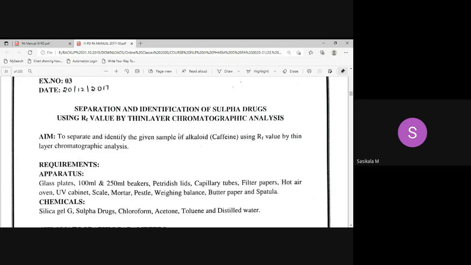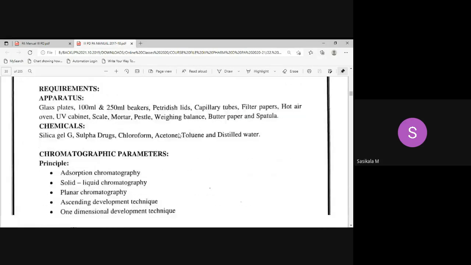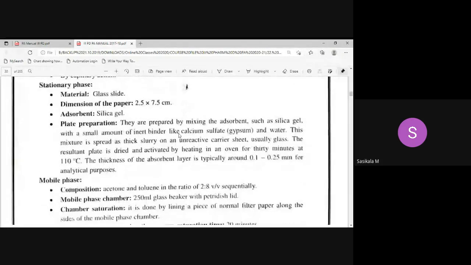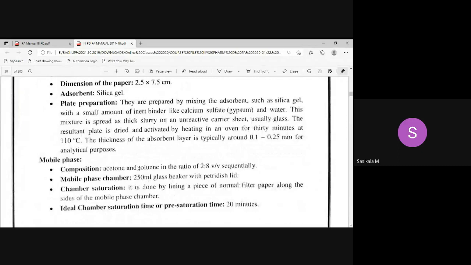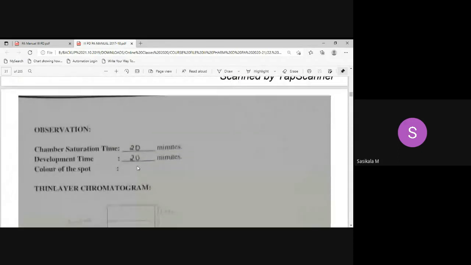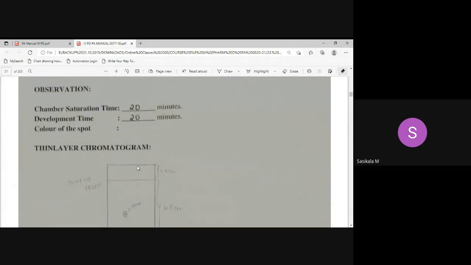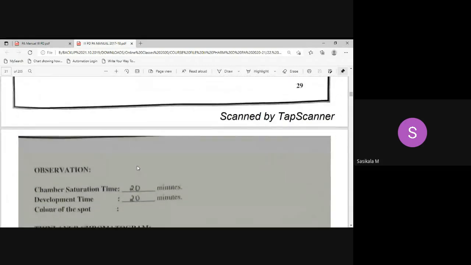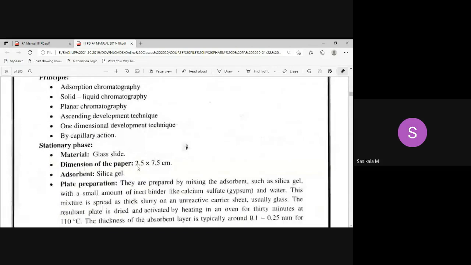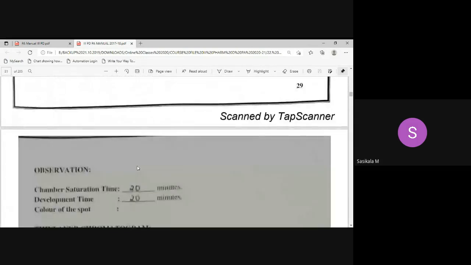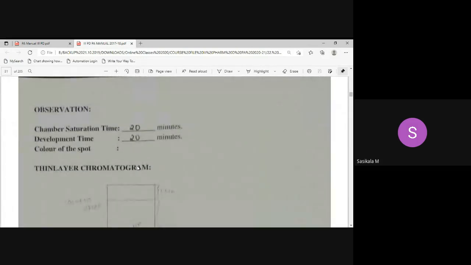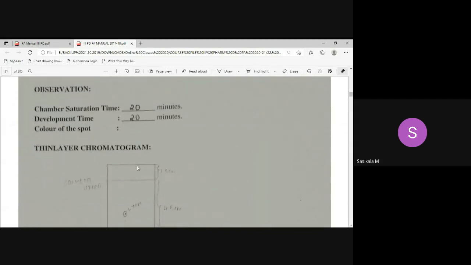So, the same experiment. This is by the 2017 to 18 batch, the first batch of PA. Your seniors have done it with the same manual, and they have observed. See, these are all the observations. What we have already discussed, the stationary phase, the principle, everything is the same. The same manual only I have given to you. No alterations I have made, since I have not handled it in the coming years.